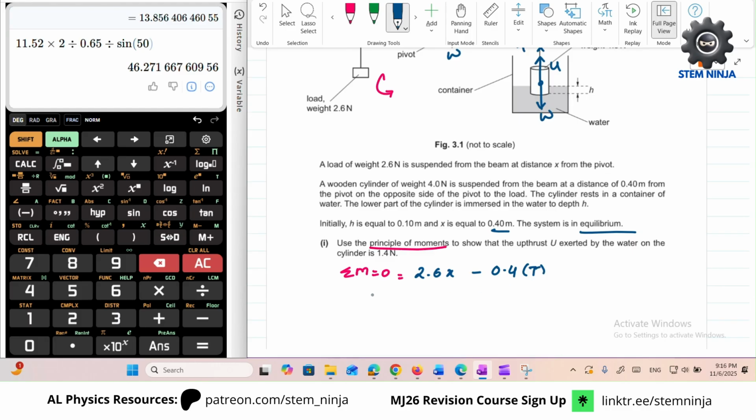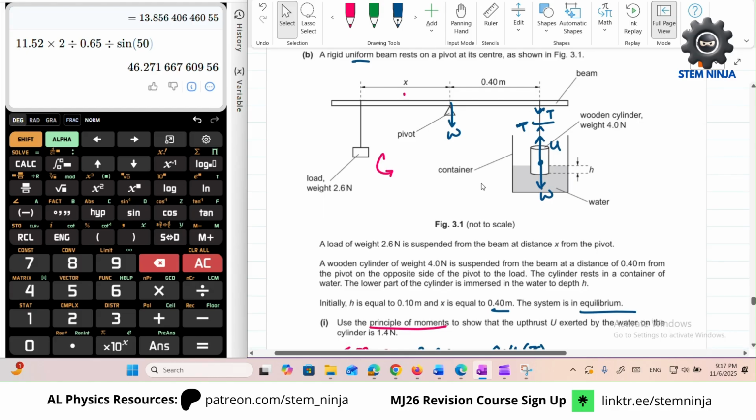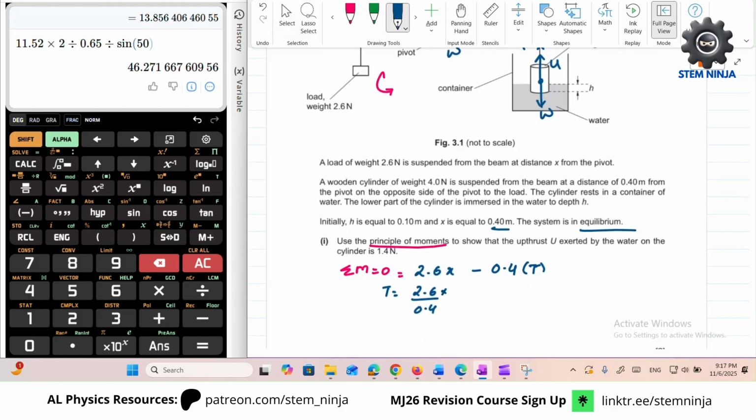So tension T is going to be equal to 2.6 divided by 0.4. X is equal to 0.4, X is also equal to 0.4. Okay, so this cancels out. You have 2.6.